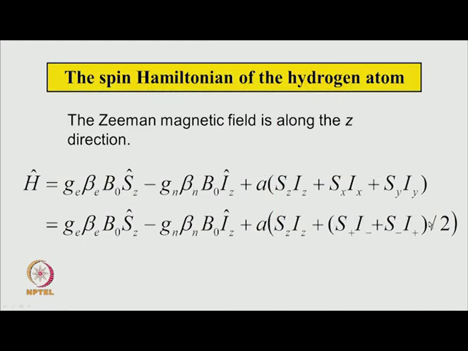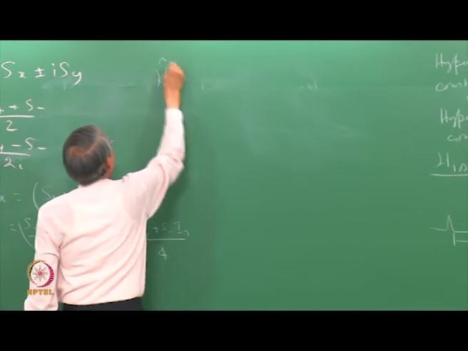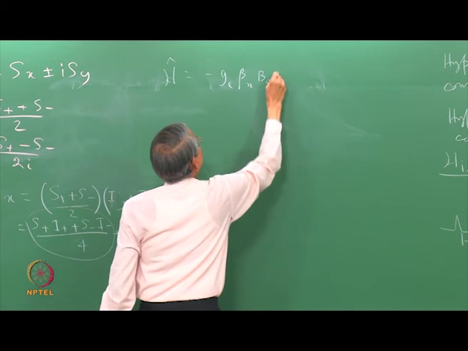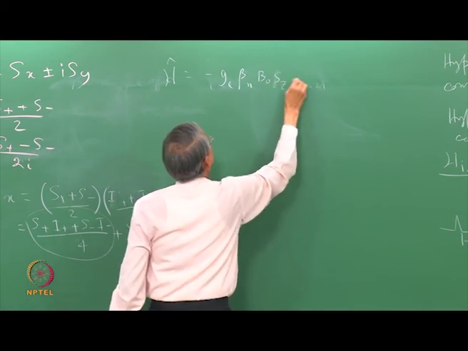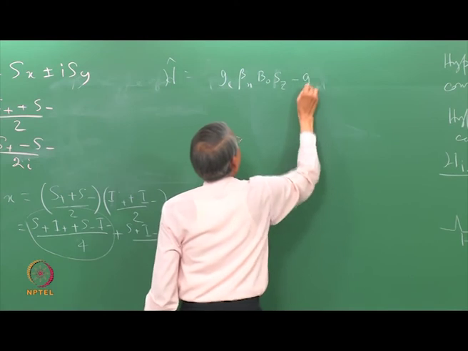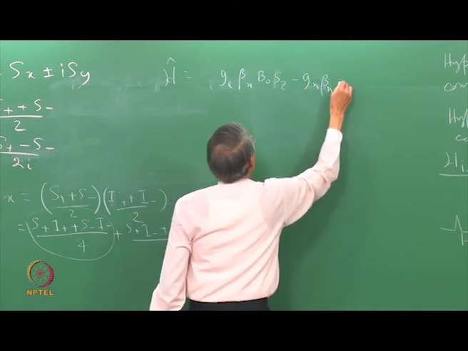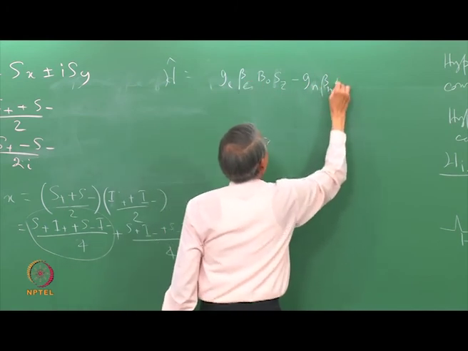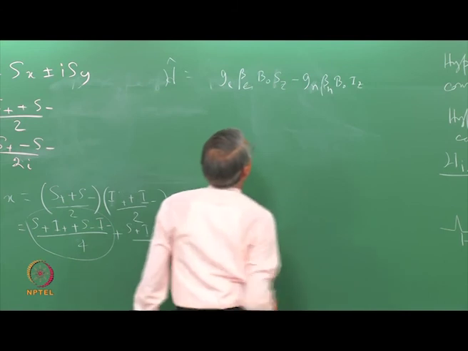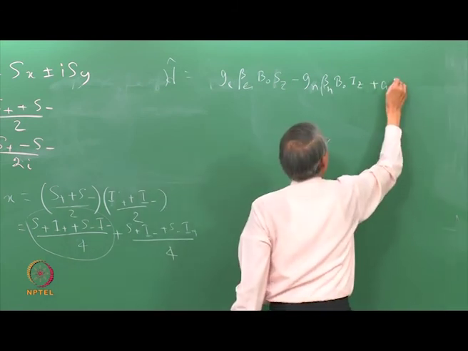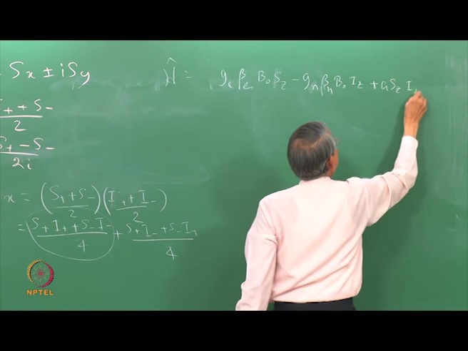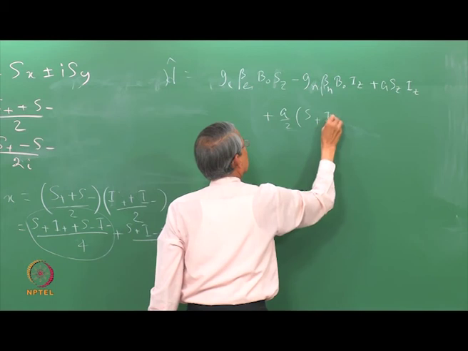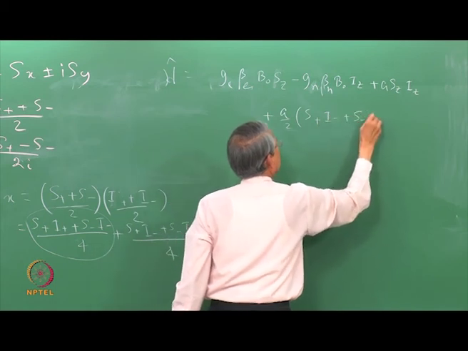So, we have the total Hamiltonian as g beta B0 Sz minus g_N beta_N B0 Iz plus A Sz Iz plus A by 2 times S plus I minus plus S minus I plus.